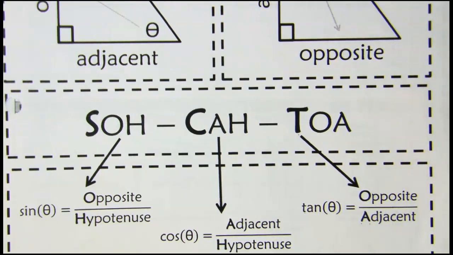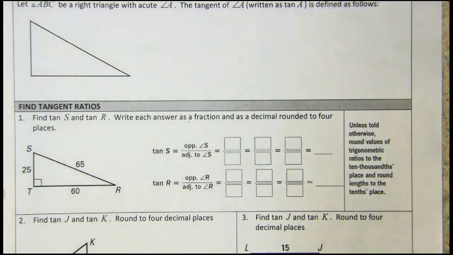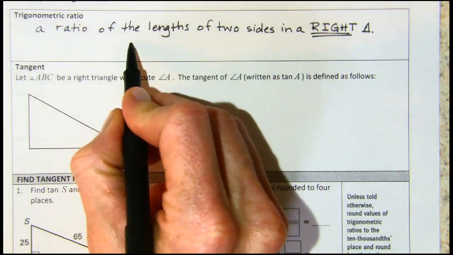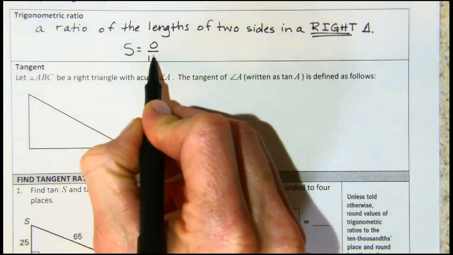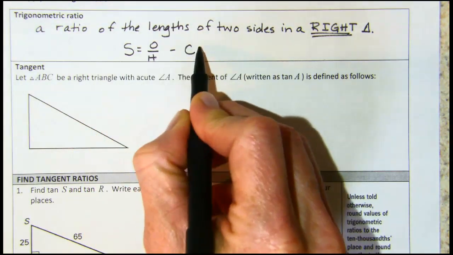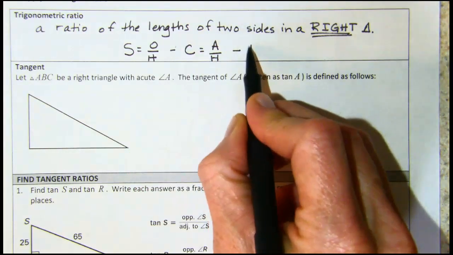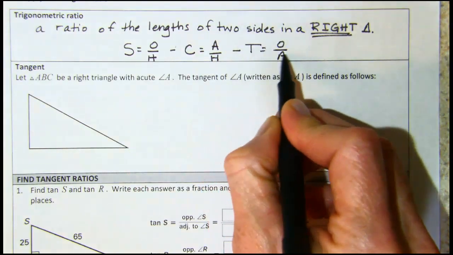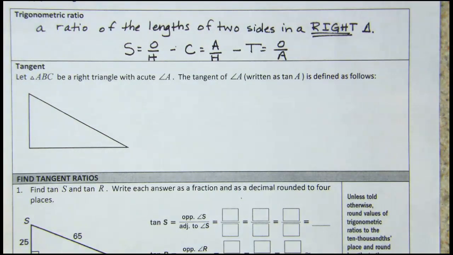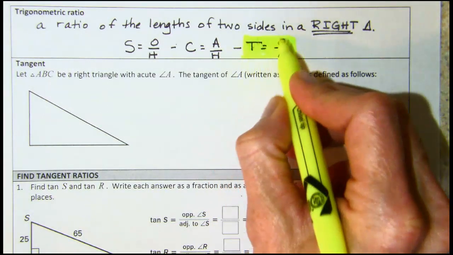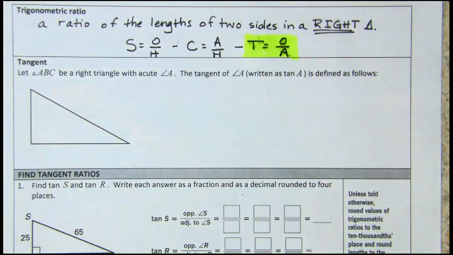And today we're going to focus on the TOA part. So we are going to focus on tangent. So let's just write down SOH, that is sine, CAH, that is cosine, and then tangent, which is opposite over adjacent. And that is the one that we are going to focus on today. We'll do sine and cosine in later lessons, but for right now we need to just focus on tangent.